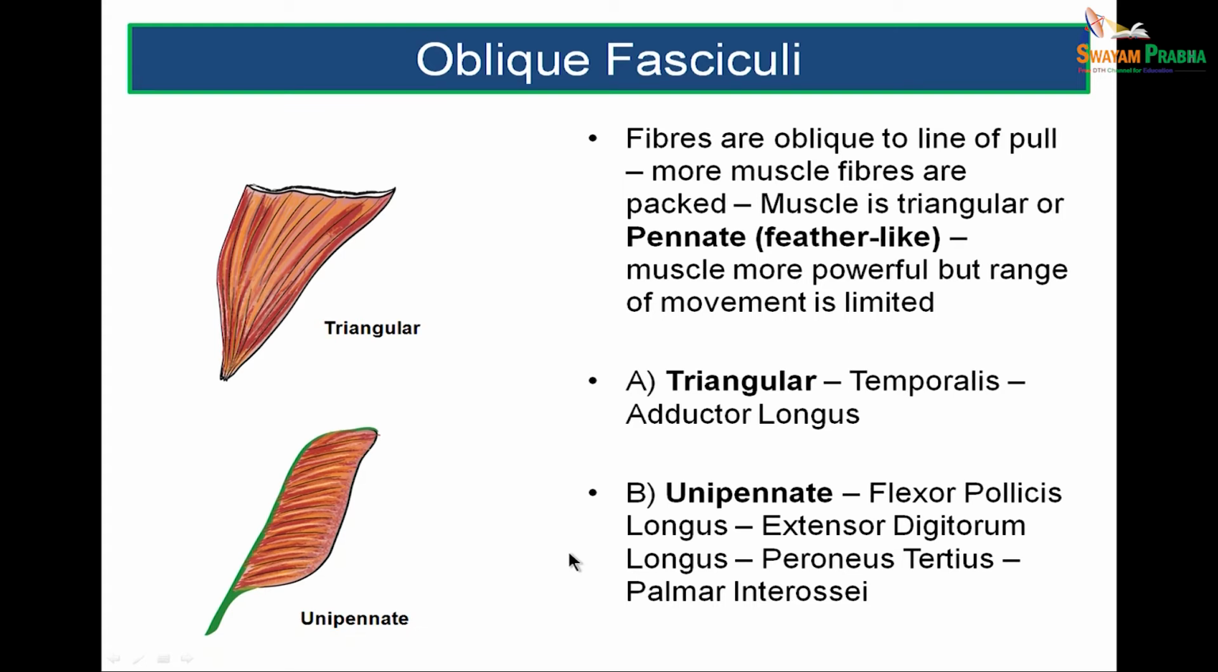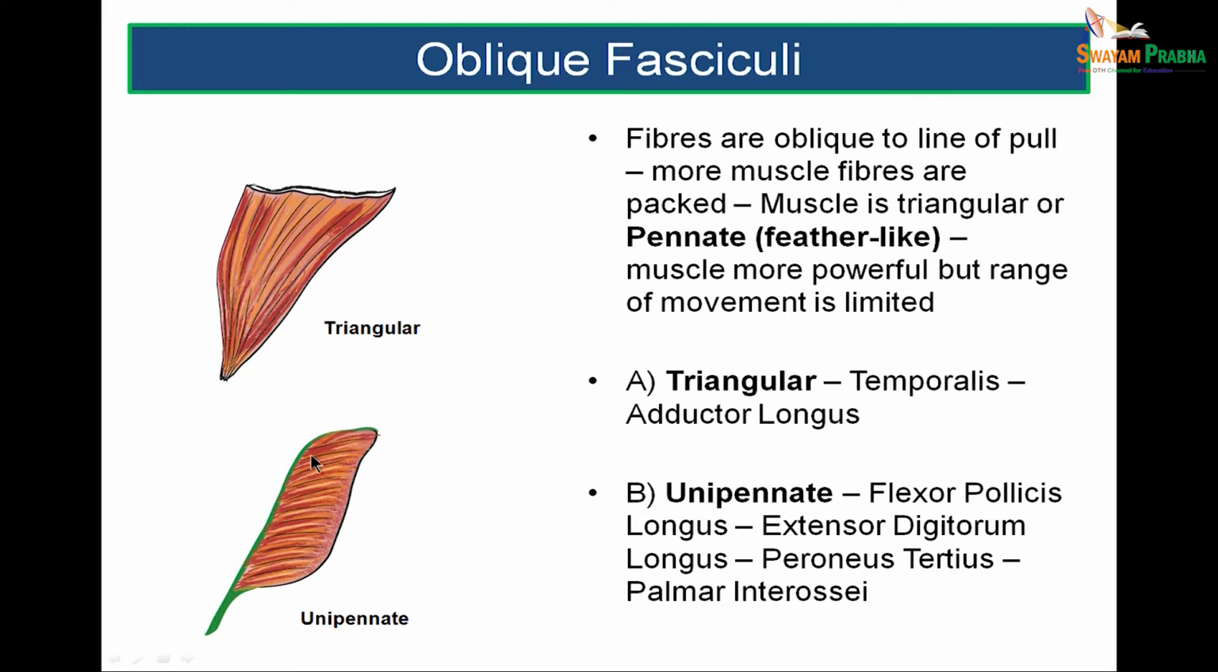Oblique fasciculi, now these are going to be more powerful muscles because more muscle fibers get packed in and they assume a pennate feather-like appearance. Again classified into triangular like this, examples being the temporalis muscle of mastication and the adductor longus of the thigh.